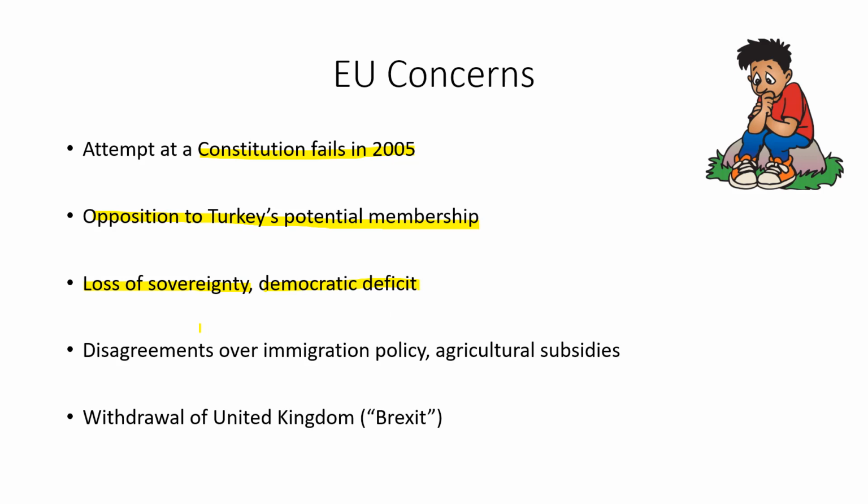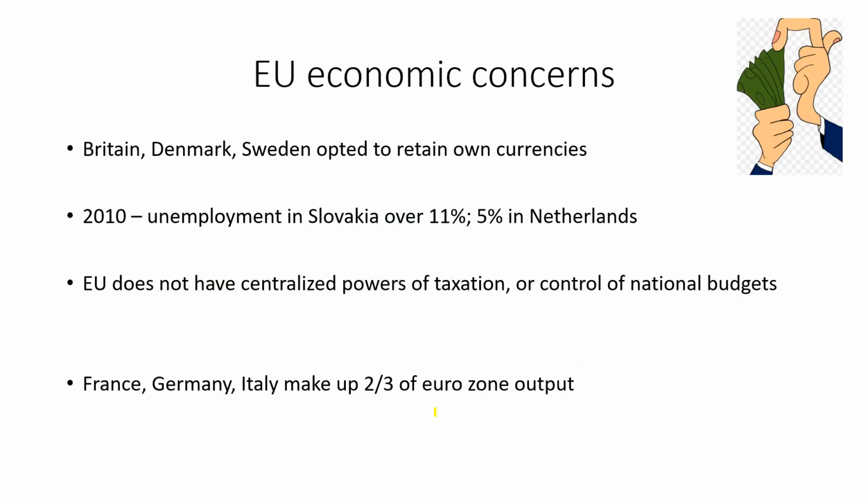And we see that when each state has its own political policies, they are going to disagree over certain immigration policies or agricultural subsidies. And as a result, it's seeing some nationalist sentiments within their states, including the United Kingdom, which voted to leave the EU a couple of years back. And it took them quite a bit of negotiations to work out that agreement to leave.